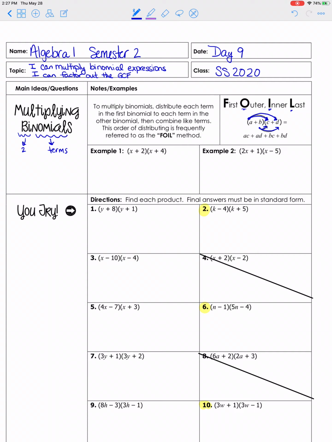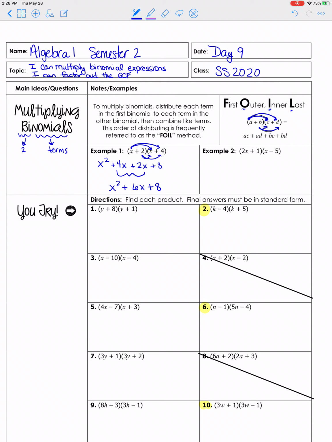So if you take x times x, that would be the first. X times x is x squared. For the outsides, we're going to take x times 4, which would be 4x. Then we do the insides. 2 times x is 2x, and the lasts is 2 times 4, which is 8. Then we want to combine like terms. The 4x and the 2x both are multiples of x, so we can get x squared plus 6x plus 8.